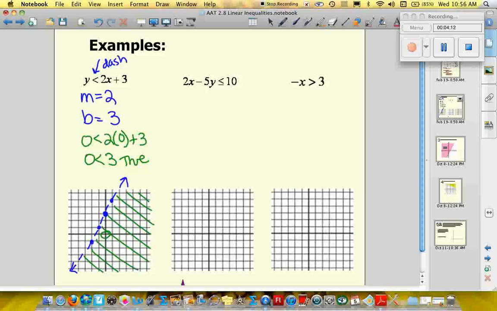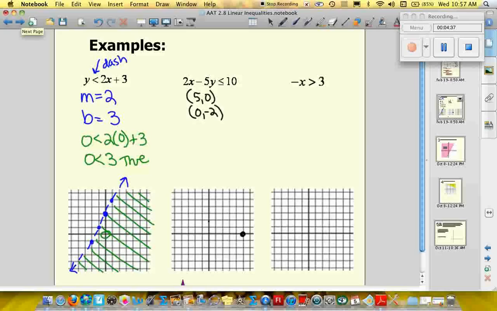For my second one now, I'm in standard form, so if I think of my intercepts, I'm going to have an x-intercept of 5, 0, and a y-intercept of 0, negative 2. I can throw those on. Here's this one, and this one. How do I connect? I need a solid line.